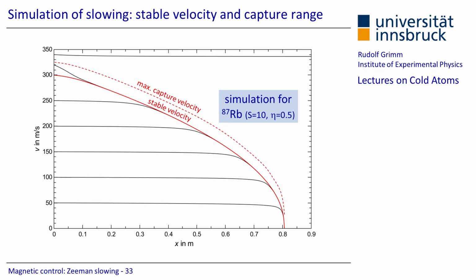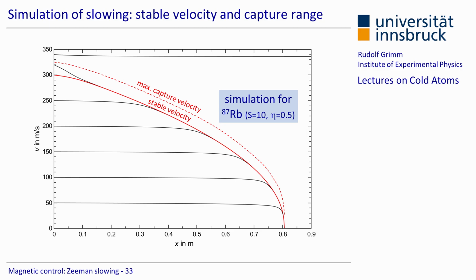And here is a little simulation of the slowing process, which also shows the effect of the stable velocity and the capture range. The parameters are, as in the example before, rubidium 87 slowed down with half of the maximum possible slowing force. The safety parameter is 0.5. I've assumed a saturation parameter of 10, and you see the atoms are stopped then on a distance of 80 centimeters, as we have already calculated before. The red curve here, that's the stable velocity, and this is the square root behavior we have discussed before.